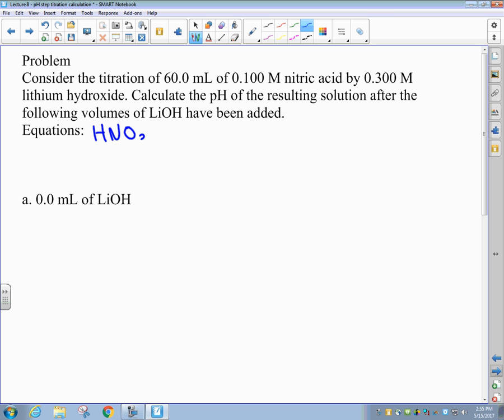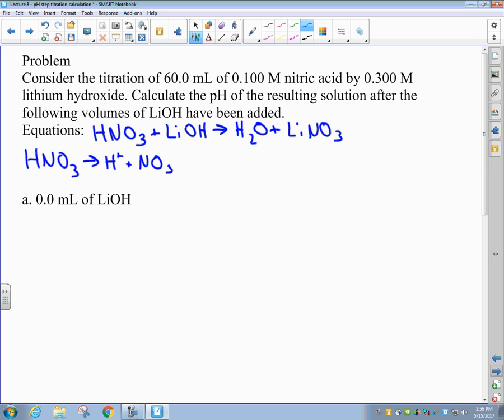We have nitric acid, HNO3, is going to react with lithium hydroxide to produce water and lithium nitrate. We then have a strong acid and a strong base. Our strong acid will ionize 100% to produce hydrogen ions and nitrate ions. And then our third and final equation will be the strong base dissociation of lithium hydroxide. It's important to have all 3 of these so that you know these molar ratios that you will ultimately use in the problem.